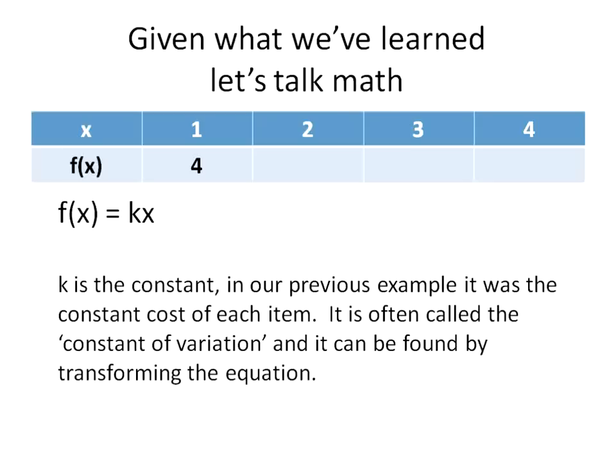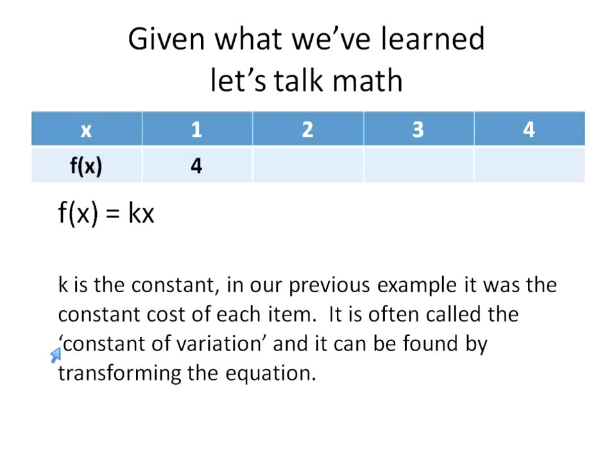But just a quick reminder about that k. That's going to be our constant. In the previous example, it was the cost of each item. That was our $2, $2 times the number of items that we had. It's called the constant of variation. So some questions might just say, what is the constant of variation?